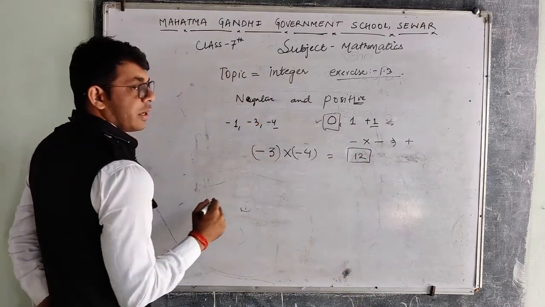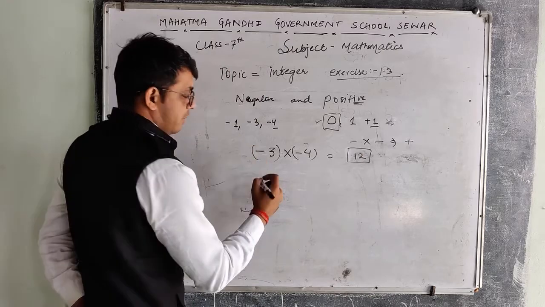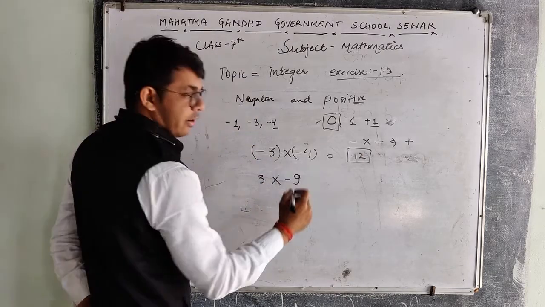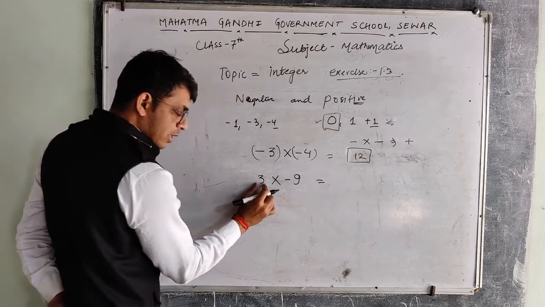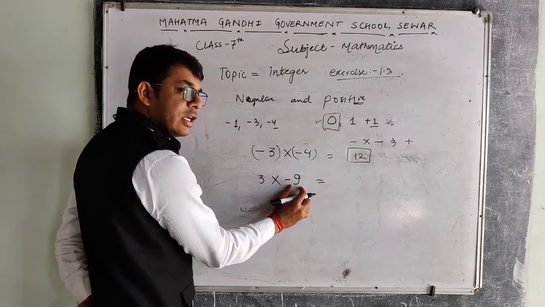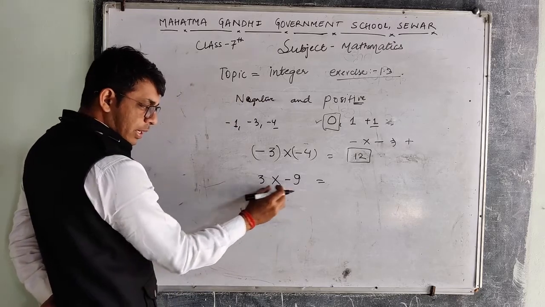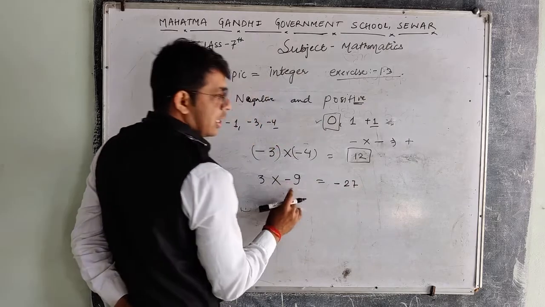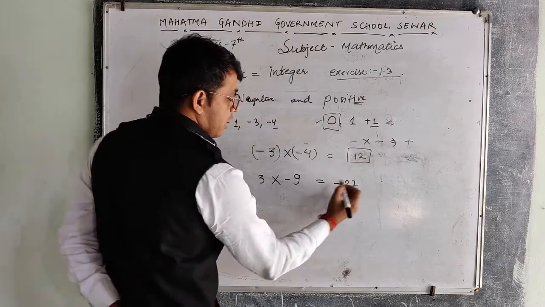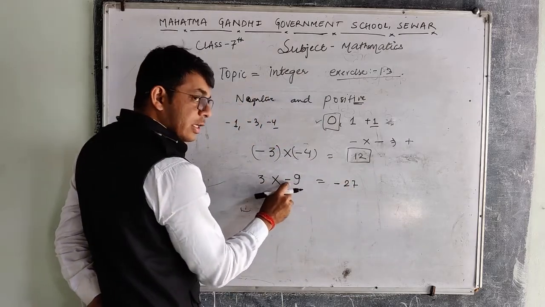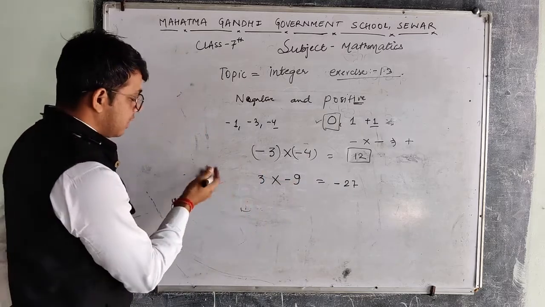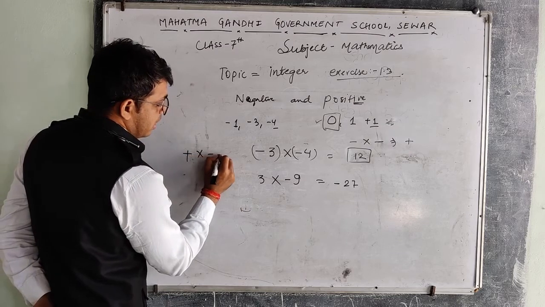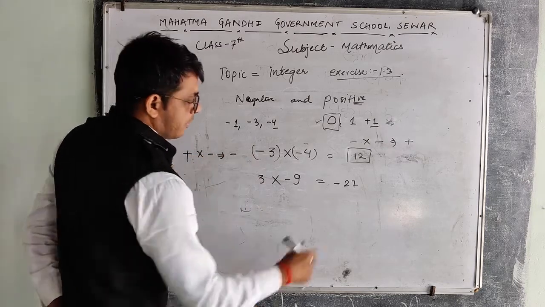Now we are going to multiply one positive and one negative. If we multiply 3 with minus 9, what will be the result? We know that one is a positive integer and another is a negative integer. If we multiply these two integers, the result will be minus 27. 3 nines are 27. Because one is positive and the other is negative, and I earlier said that in math there is a principle: if positive is multiplied by negative, the result will be negative.